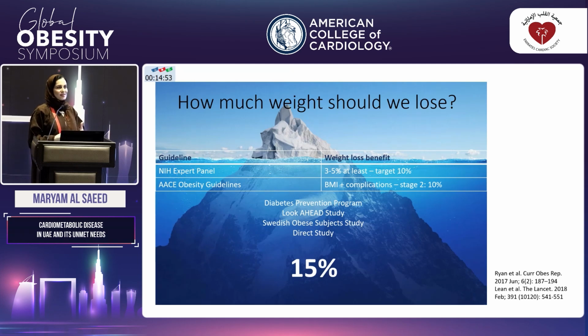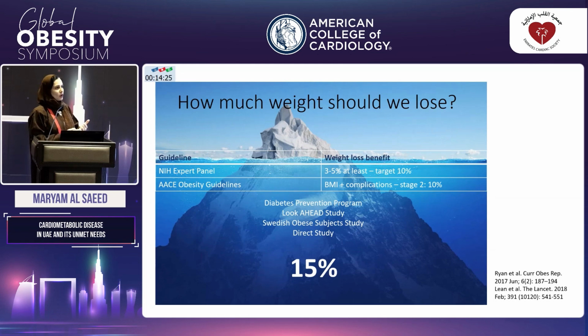The question is, we'll touch on this in the talks that are coming up, how much weight should we lose if we want to avoid all of this? So if we went back to the root cause, which is the excess fat that is abnormally functioning, leading to this pro-inflammatory state and insulin resistance and all the cardiometabolic disease leading to death eventually and poor quality of life, how much should we lose?